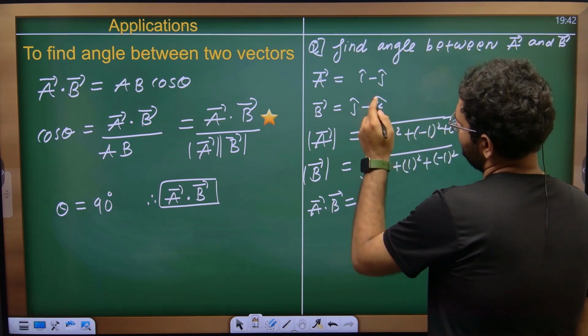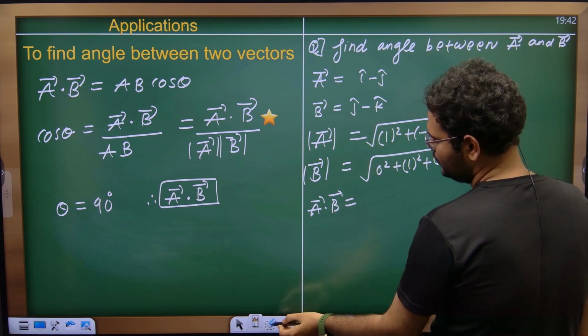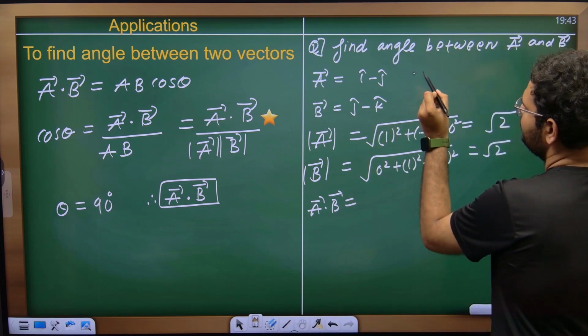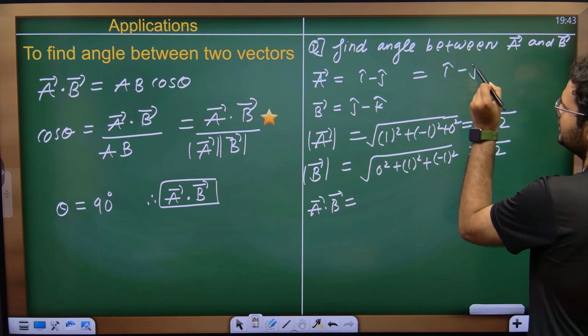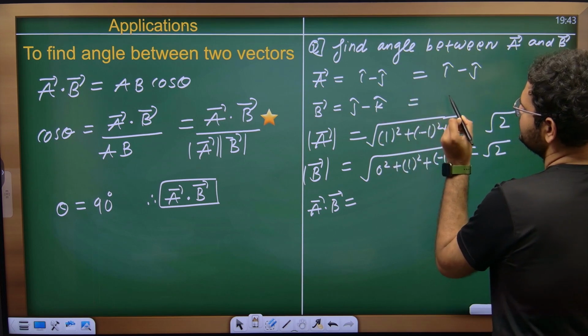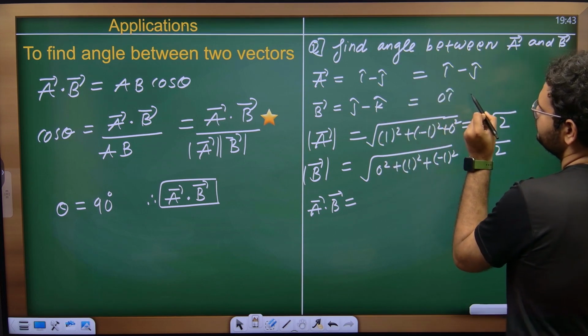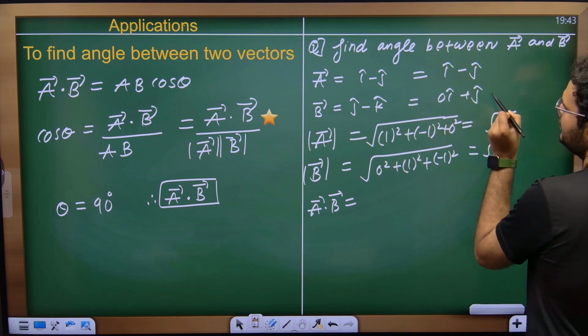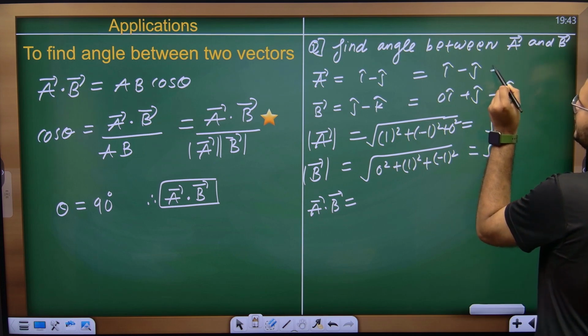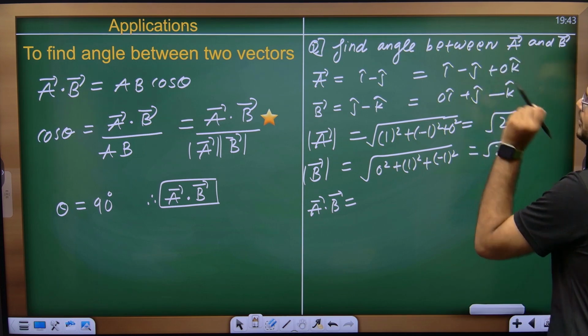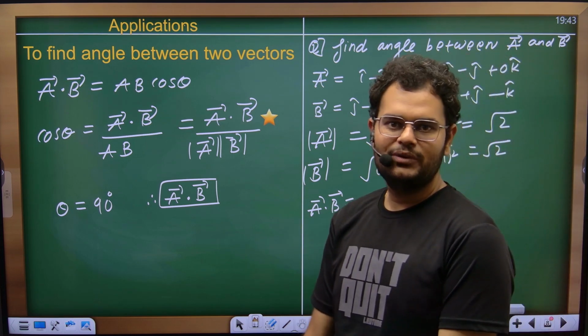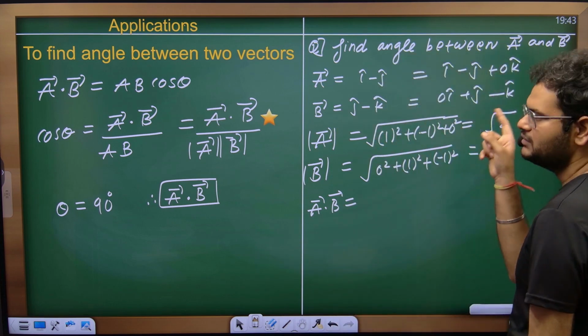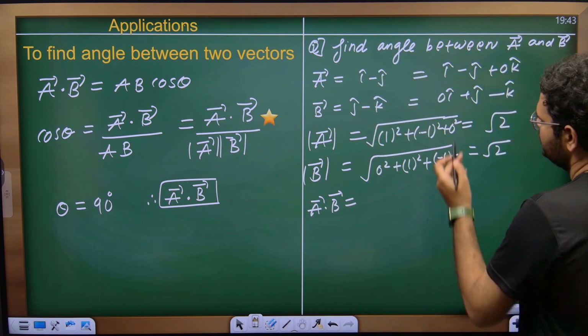Okay, sir. So what we will do is, we'll do one thing. We will change this. First, I will write this i minus j, but I will write this vector as 0 i cap plus j cap minus k cap, and here also I can write 0 k cap. Now see how beautiful the arrangement is. Simply we have to multiply, right? I can write this vector like this, right?